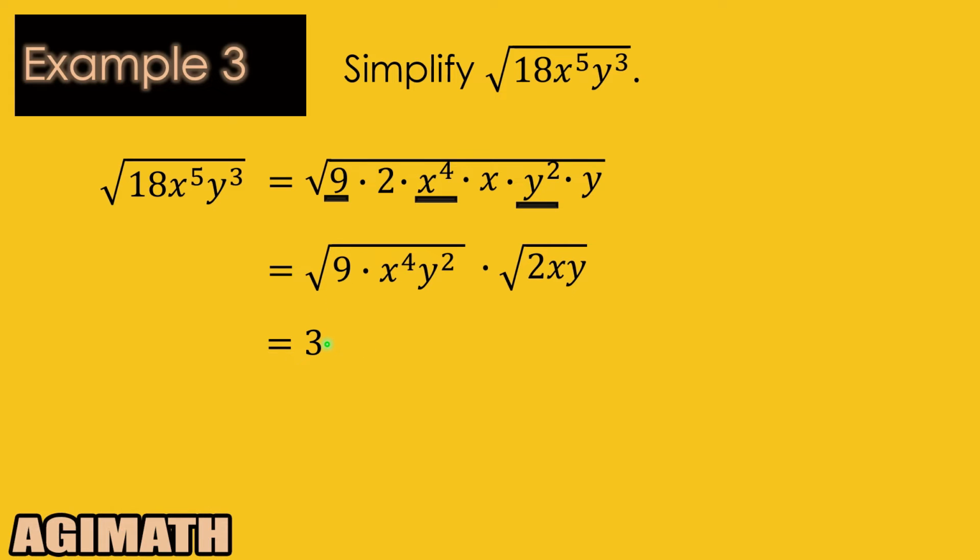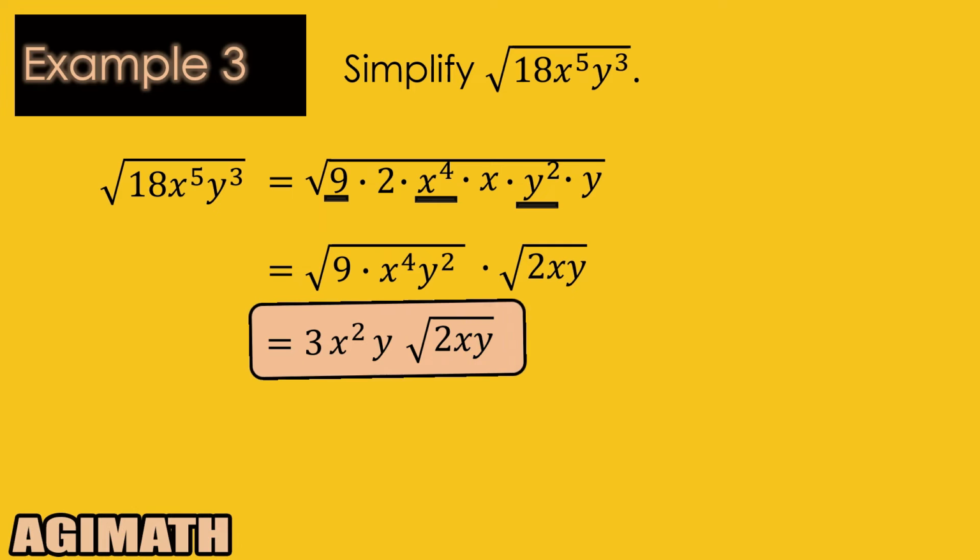When it comes to variable, what you're going to do is very simple. We copy the base, which is x, and then you look at the exponent, you divide it by the index. So 4 divided by 2 is equal to 2. And when it comes to y squared, 2 divided by 2 is 1. But we don't need to write 1. That's why we have 3x squared y. And then just copy the remaining because we already know this cannot be simplified. And that's it. Magic rectangle. Let's move to the fourth example.